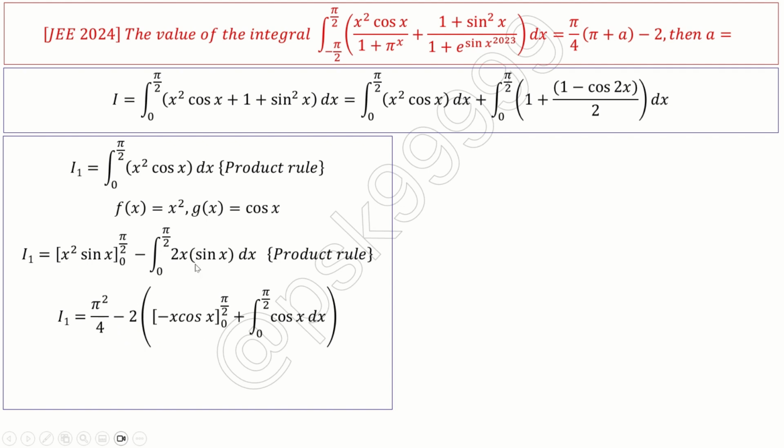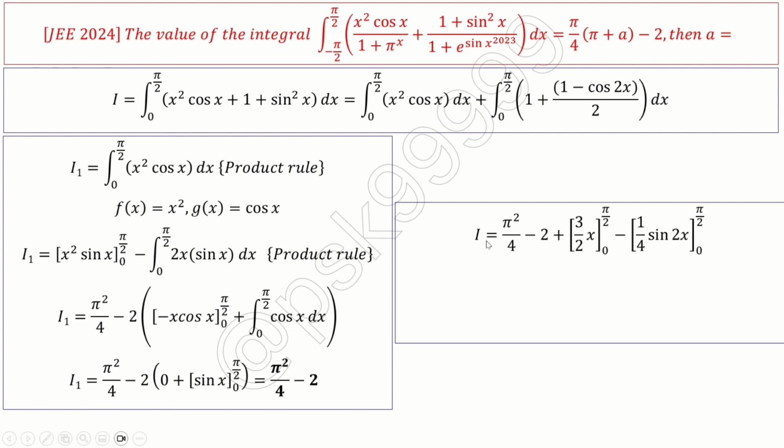And if I apply the product rule on x sin x, what I'll get is minus x cos x with limits, plus the integration from 0 to pi by 2 of cos x dx, which is sin x, we know it, right? So this is nothing but this one, right? And this limits, if I apply, I'll get 0 only. Okay. So finally my I1 is nothing but pi square by 4 minus 2. Now I have my I1.